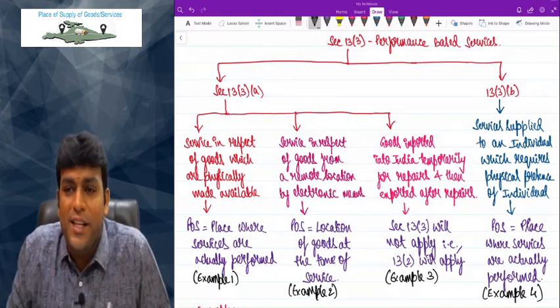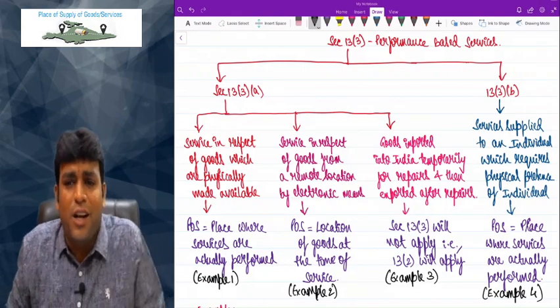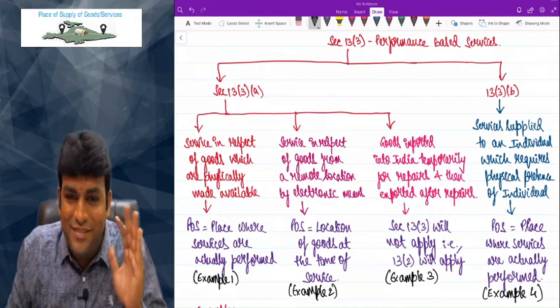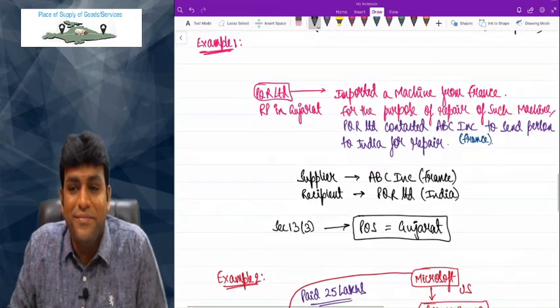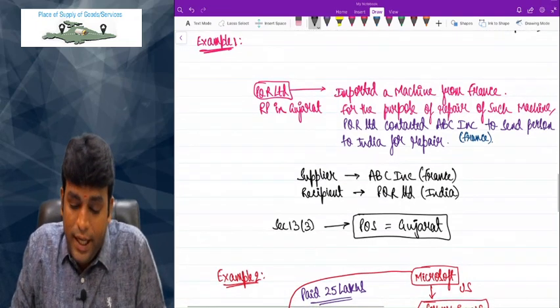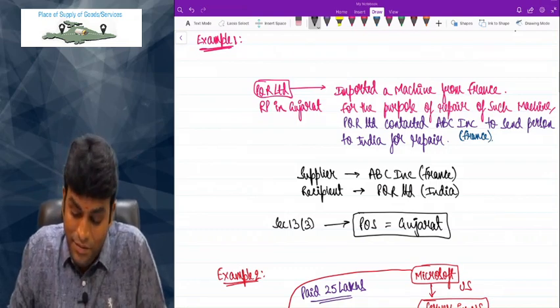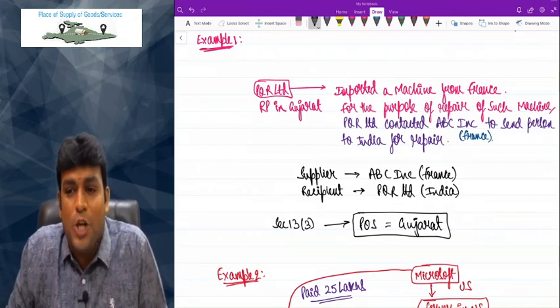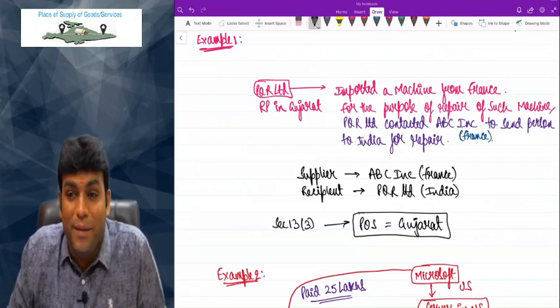So 13.3 deals with performance-based services. Good. I'll scroll it then. Done. Take the example 1 first. One by one we'll write. No hurry. Please take example 1. And example 1 is talking about service in respect of goods which are physically made available.